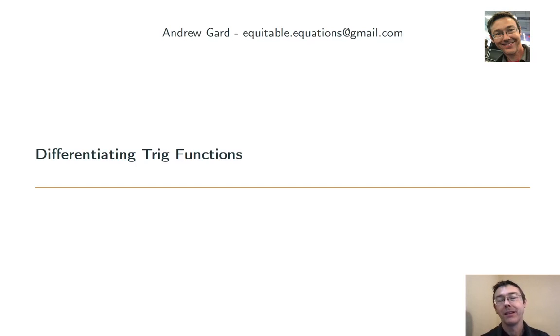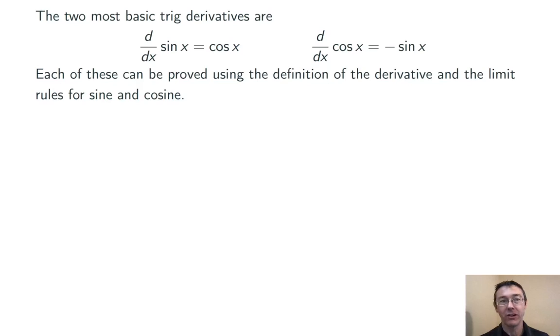Hey everybody. Today we're differentiating trigonometric functions. The two most basic trig derivatives are these. The derivative of sine of x is cosine of x, and the derivative of cosine of x is negative sine of x. Don't forget that negative sign.